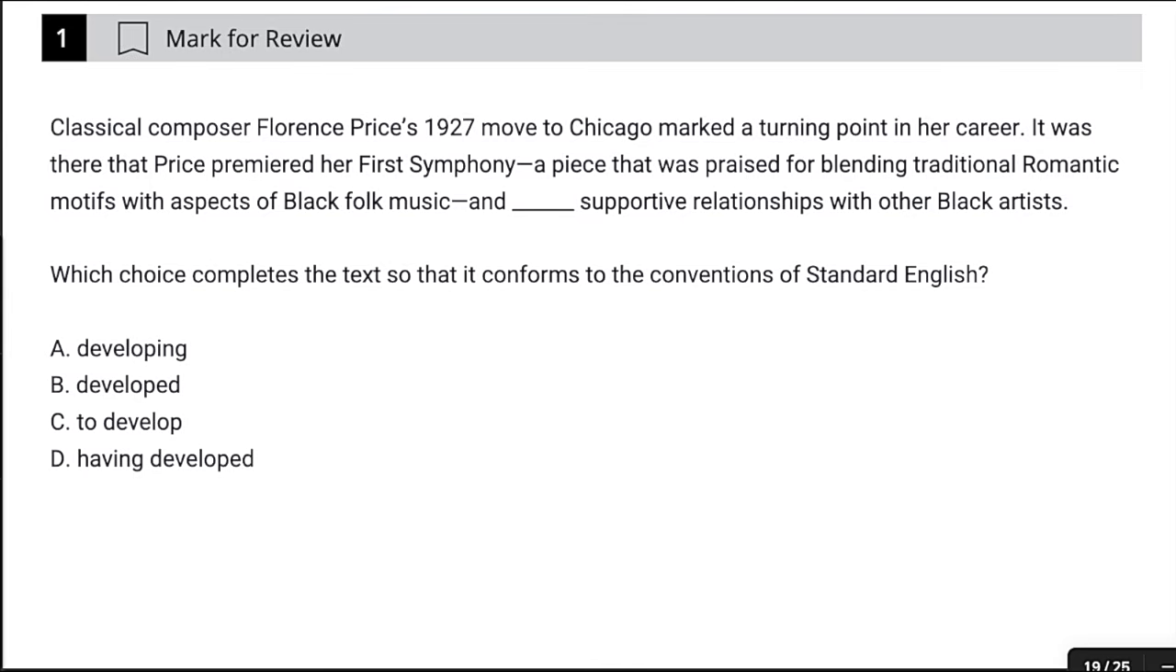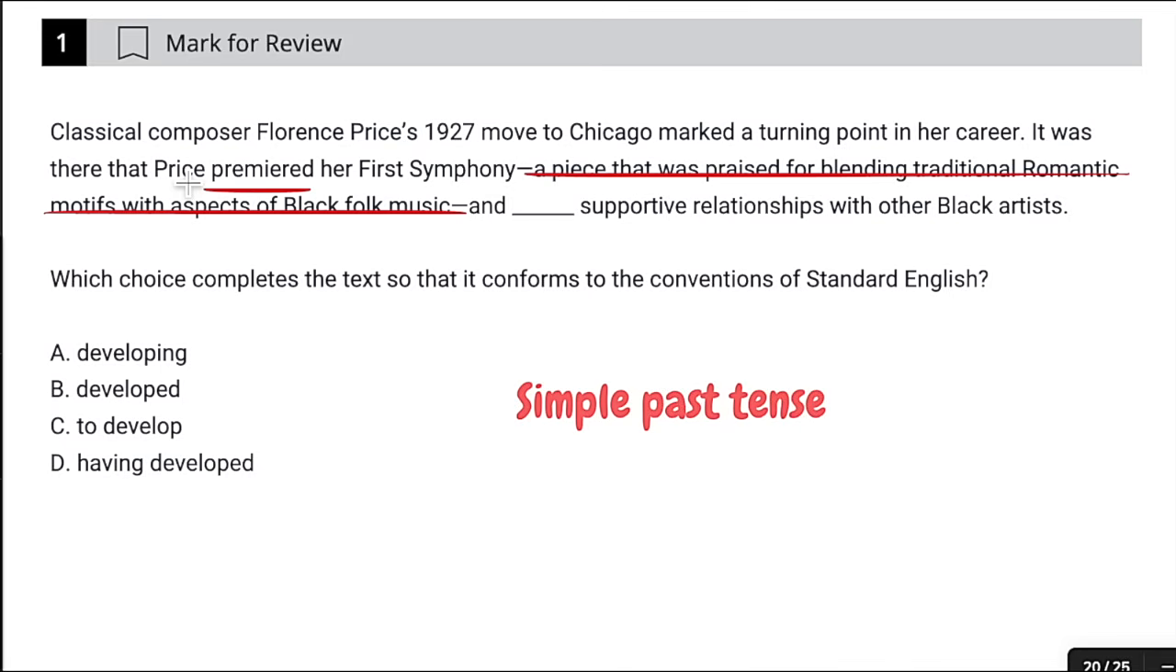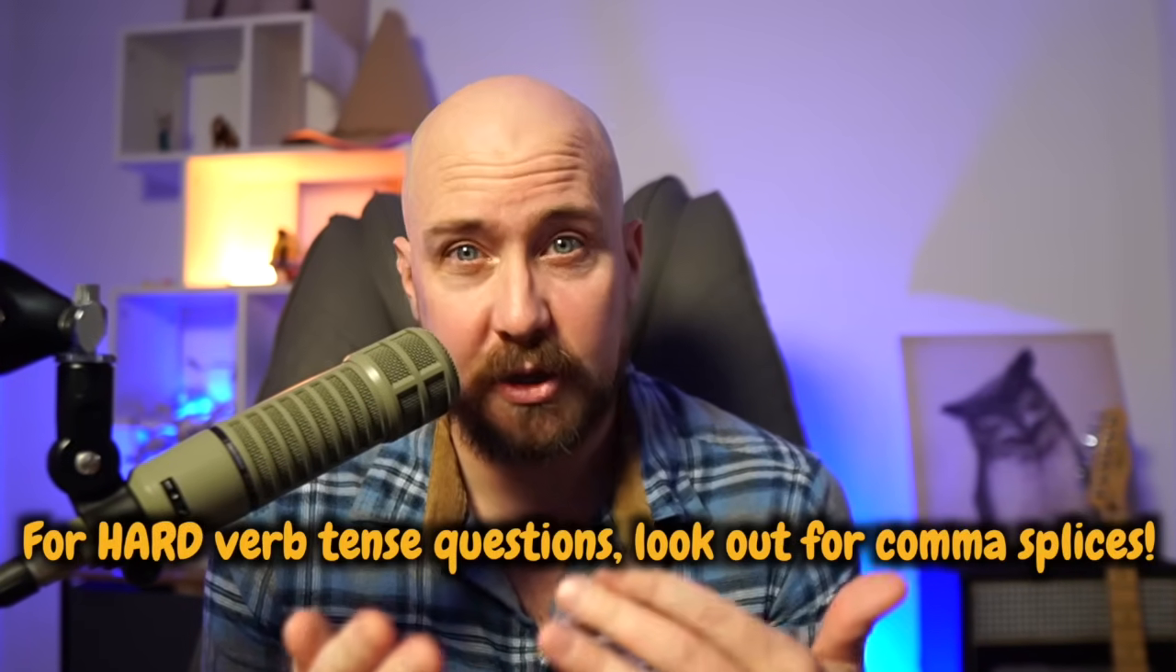So on this question, for example, you might notice 1927 indicating the past. You might also notice the past tense marked, the past tense was, the past tense premiered. So if we're looking for simple past tense, boom, we've got simple past tense right here with choice B, developed. And then as far as trickery goes in this category, some of the hardest verb questions on the SAT are actually going to test your understanding of punctuation as well.